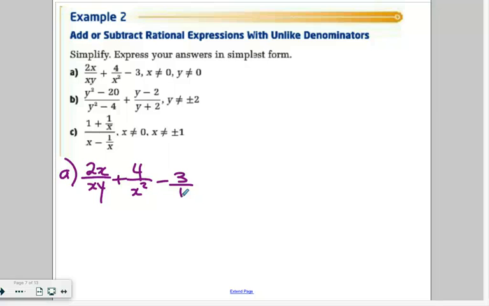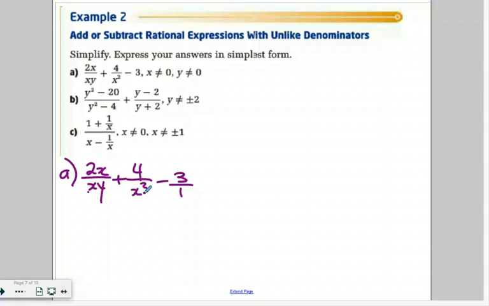So look at what you have and look at what would need to be done to each fraction to get that common denominator. Both of these terms here have x's. But this one has x squared, so this one would need another x, and this has a y, so this one would need a y. And this one would need both the x squared and the y.